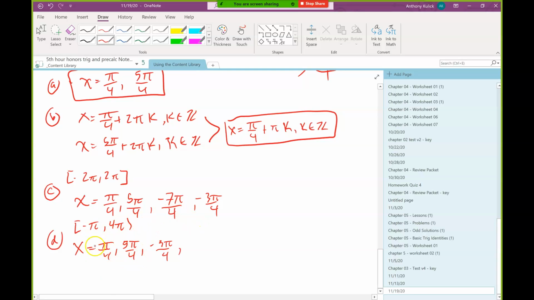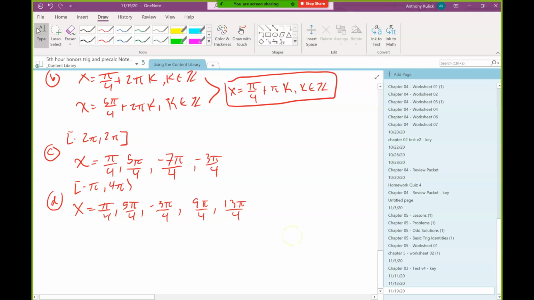So to find those answers, I'm just going to take these answers from 0 to 2 pi and look at the things that are coterminal and bigger. So I'll be adding 2 pi to each of those. So 1/4 pi plus 2 pi is 9/4 pi, and 5/4 pi plus 2 pi is 13/4 pi. And those would be my answers for part D.